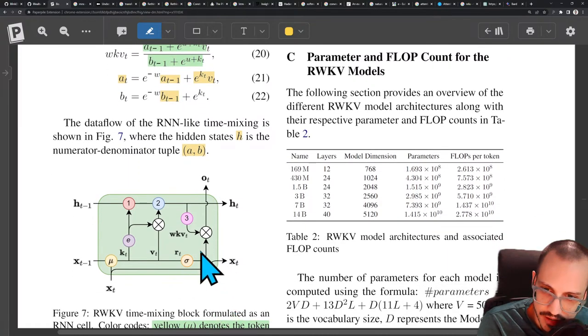Then you have your WKV here, which is the computation that they have the custom CUDA kernel for. You forget some parts of it, and then you get your output. Shouldn't this go here? I feel like this should go here.